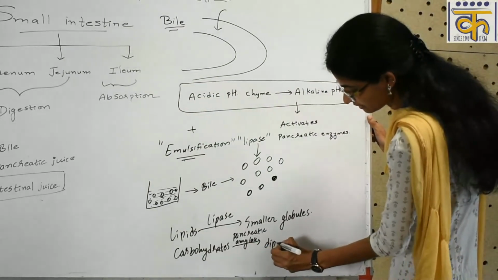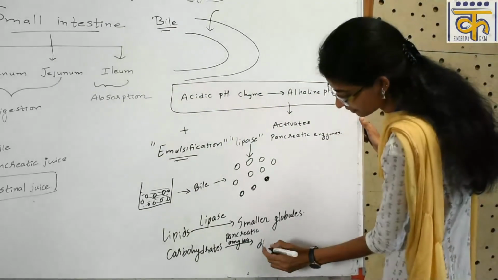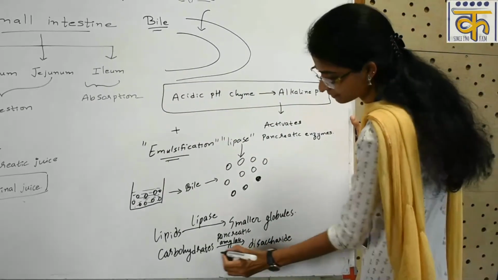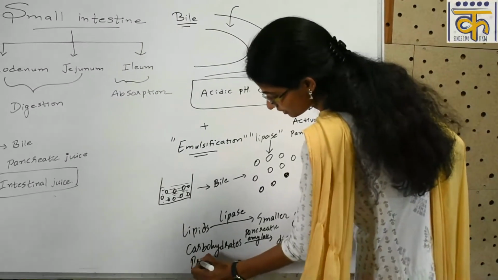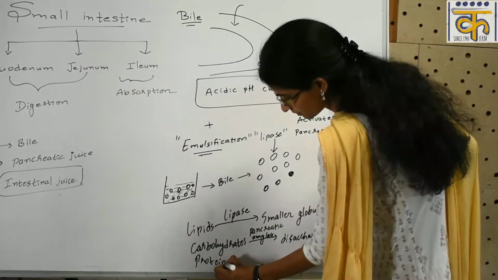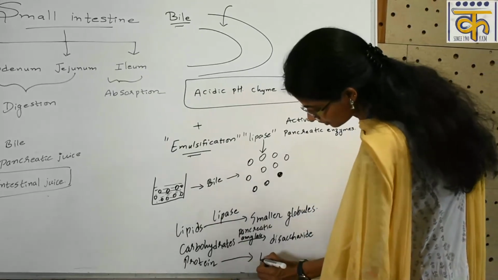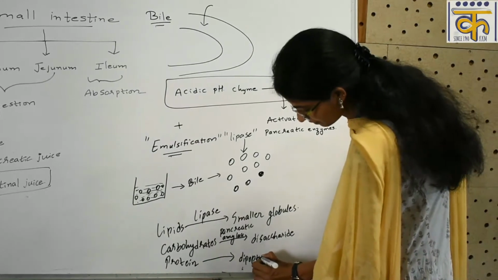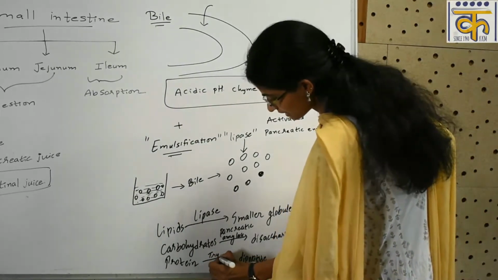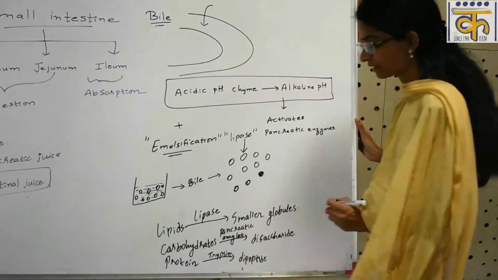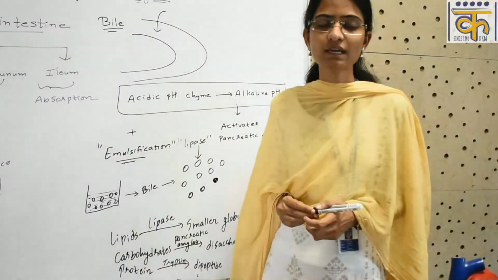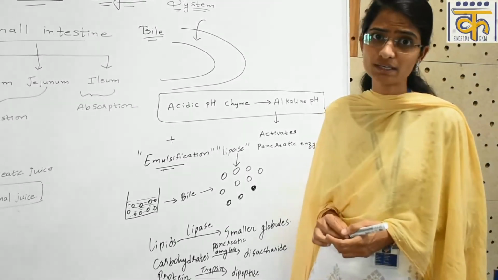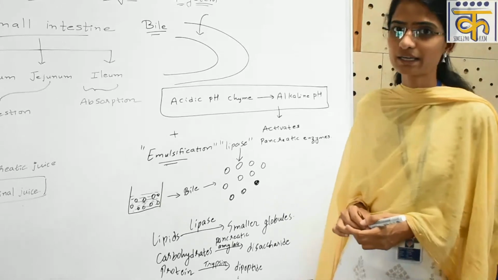into disaccharide, and protein into dipeptide. This is done by the enzyme trypsin. Trypsin is secreted in inactive form, that is trypsinogen. It is activated by another enzyme named enterokinase, which you will be studying about in higher classes.